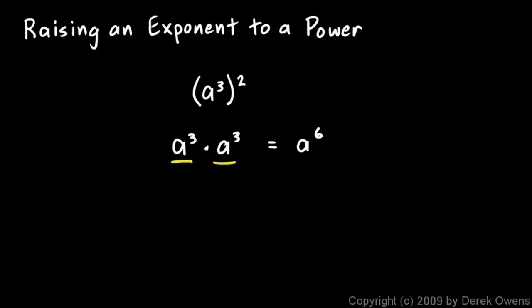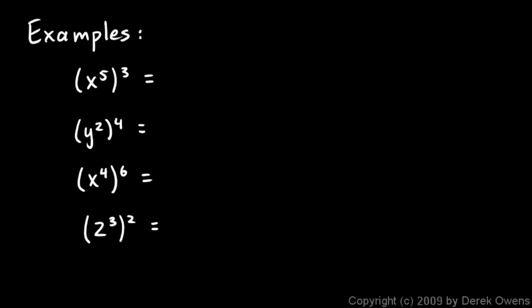Now with that in mind, let's look at these examples. X to the fifth cubed. Well, that must be x to the fifth times x to the fifth times x to the fifth. To cube something means to multiply it by itself with a total of 3 factors. And there we have it. X to the fifth times x to the fifth times x to the fifth has to be x to the 15th. And take note that 5 times 3 is 15. That's not a coincidence.